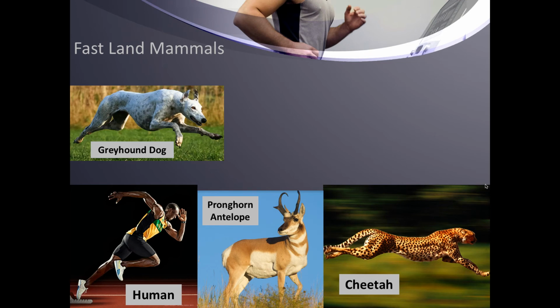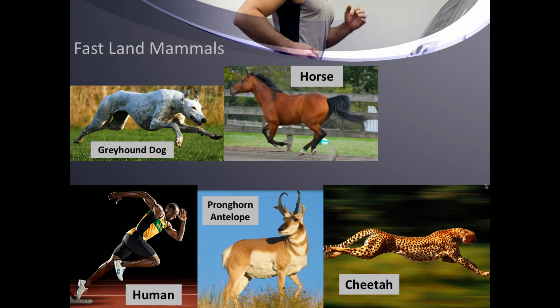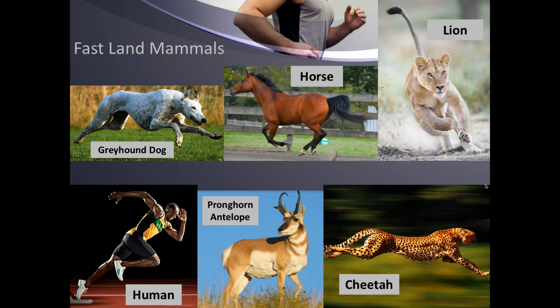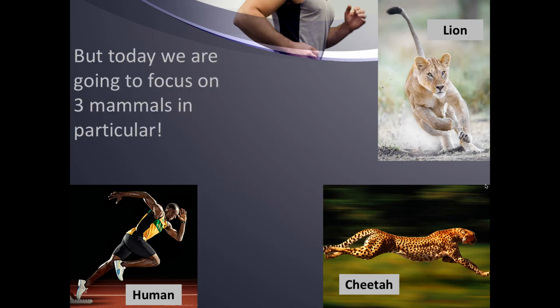Well, you're going to learn about three more. We have the greyhound dog, the fastest dog in the world. We have the horse. Some of you have some experience riding those horses, and you know just how fast they can be. And the lion is the last one that we have. But today, we are going to focus on three mammals in particular. We're going to focus in on how fast the human mammal is, the cheetah mammal is, and the lion mammal.